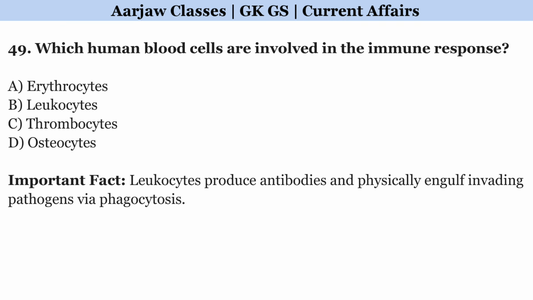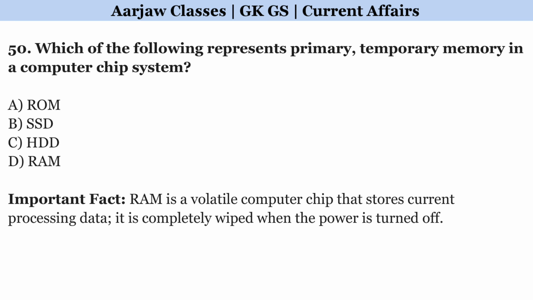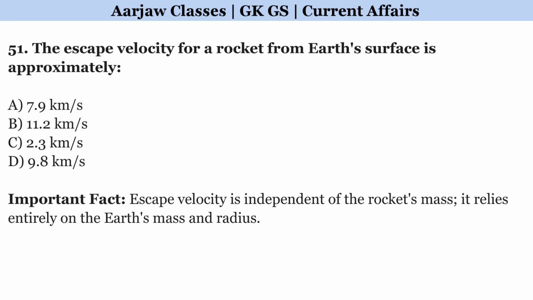Which human blood cells are involved in the immune response? Correct option is B. Leukocytes. Which of the following represents primary temporary memory in a computer chip system? Correct option is D. RAM. The escape velocity for a rocket from Earth's surface is approximately?